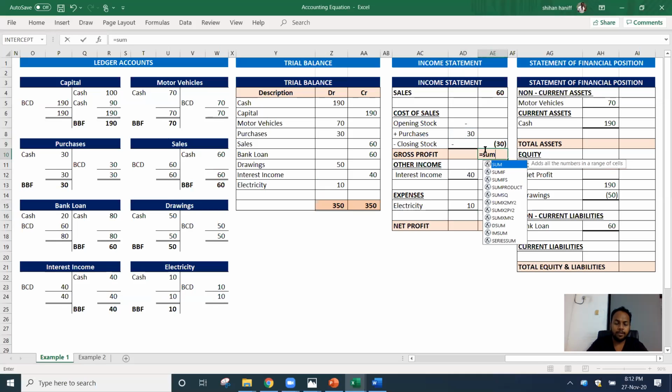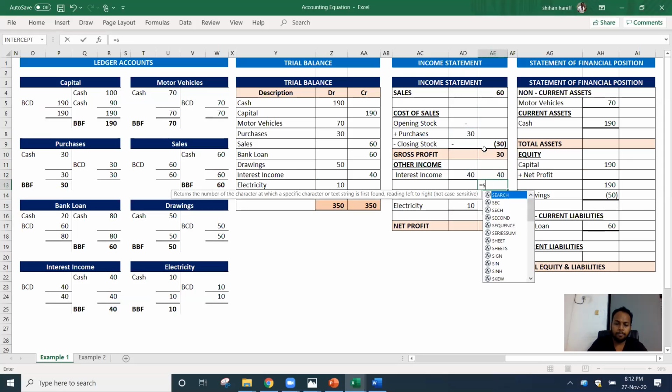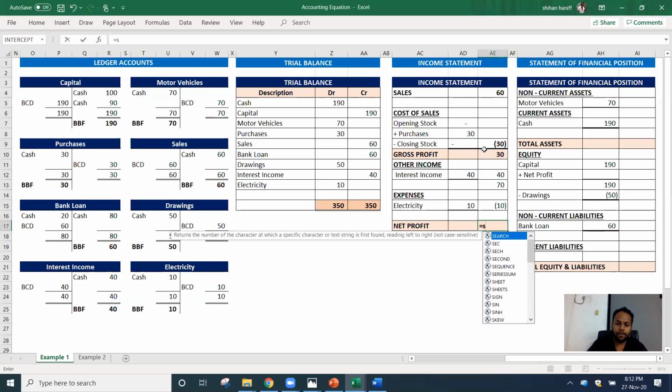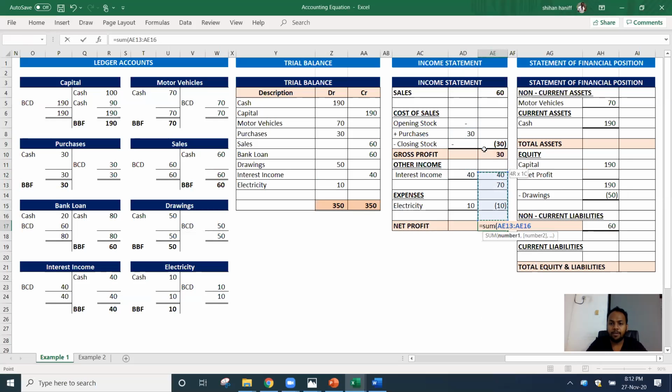So we can calculate the gross profit, which is 30. And the net profit. If you take the same answer, which came from the accounting equation, so the net profit is 60. We are getting the same answer. So net profit will be transferred to the statement of financial position.